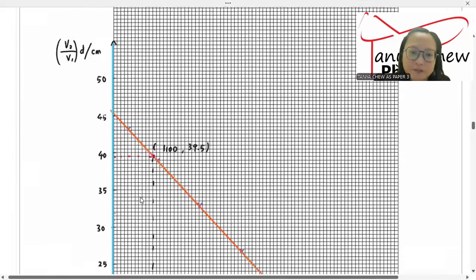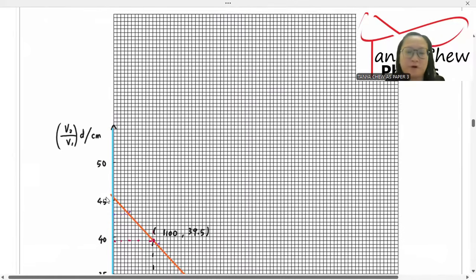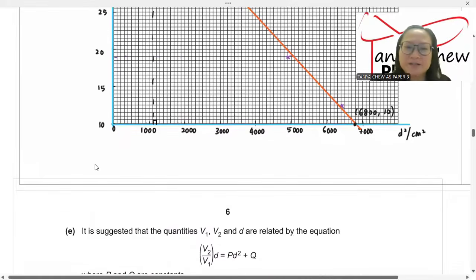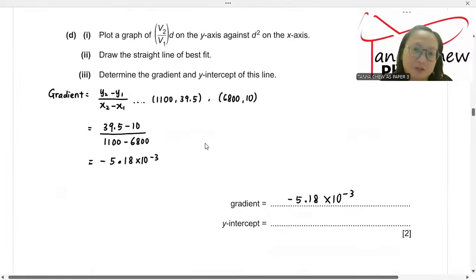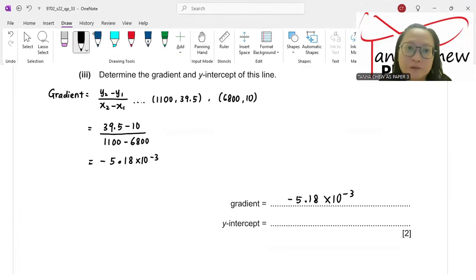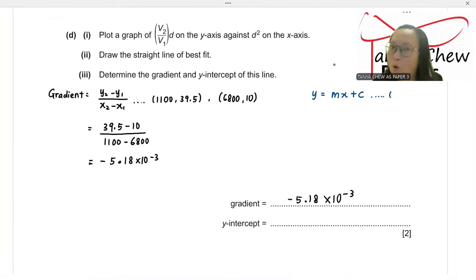Now, what about the y-intercept? I would love to read my y-intercept off the graph, but I couldn't do that. Do you know why? Because I didn't start my y coordinate from 0. I started from 10. No choice, so I have to do substitution. Do you remember what is meant by substitution? Since this is a straight line graph, it will follow the straight line equation y equals mx plus c. So you just take any point that you like on the straight line.